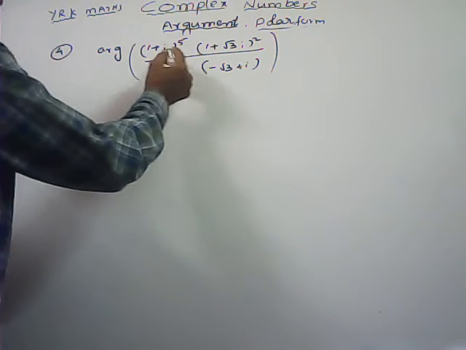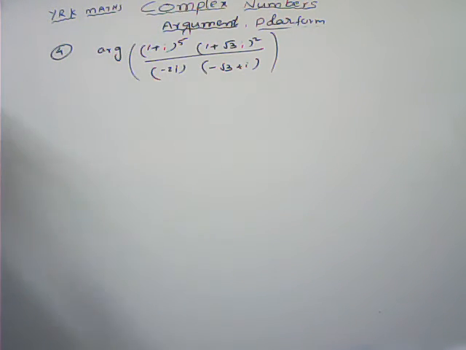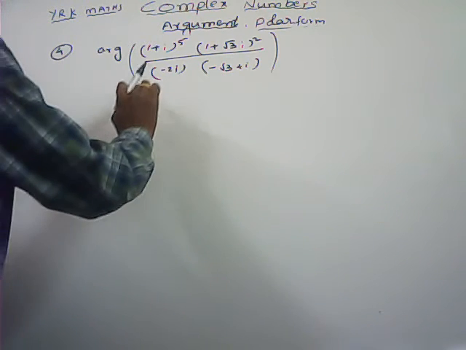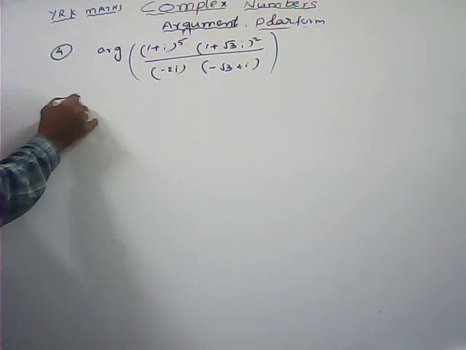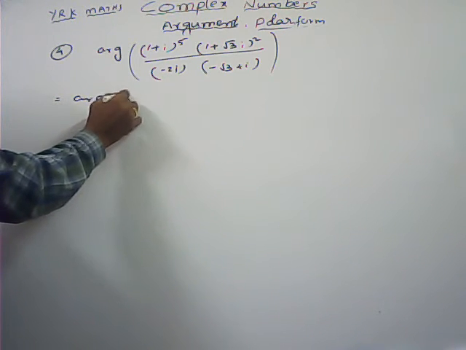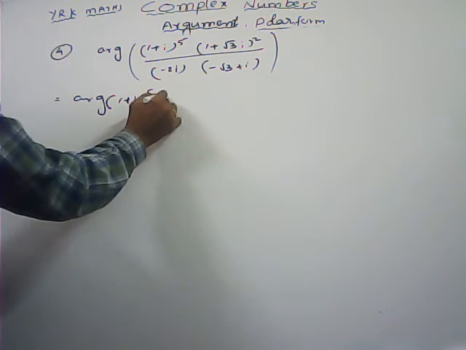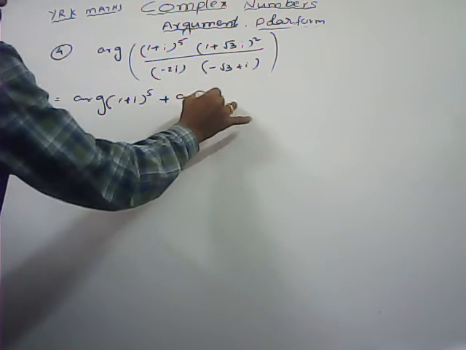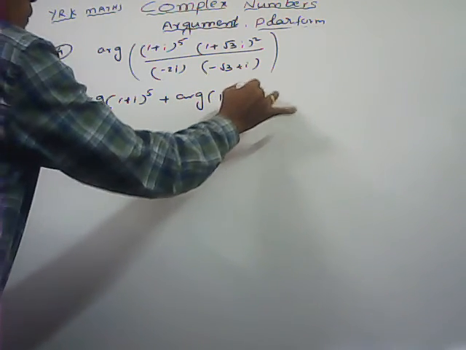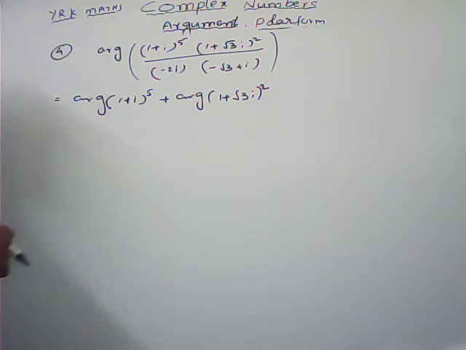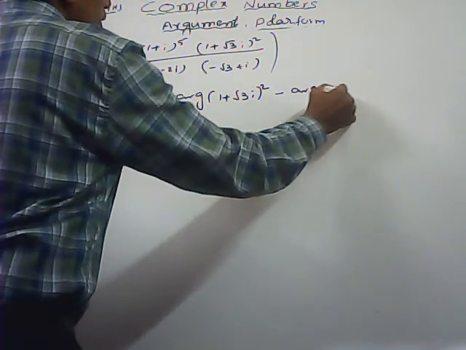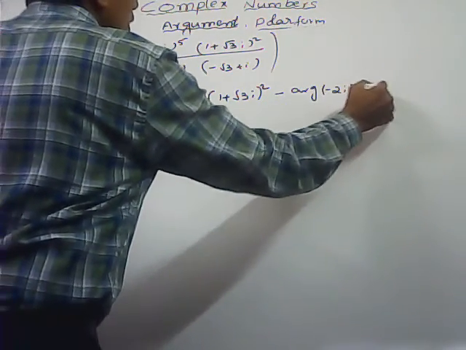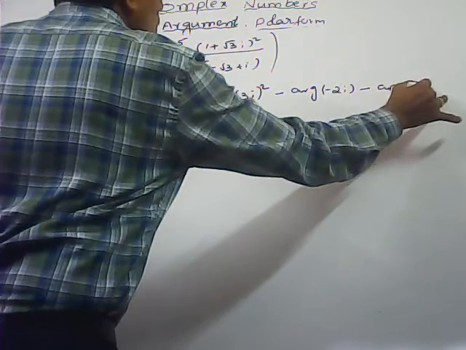Argument of z1 into z2 we can write as argument of z1 plus argument of z2, and argument of z1 by z2 we can write as argument of z1 minus argument of z2. So here, how to expand this one? Argument of (1 plus i) whole power 5 plus argument of (1 plus root 3 i) whole power 2, these are in the numerator, minus argument of minus 2i minus argument of minus root 3 plus i, these are in the denominator.